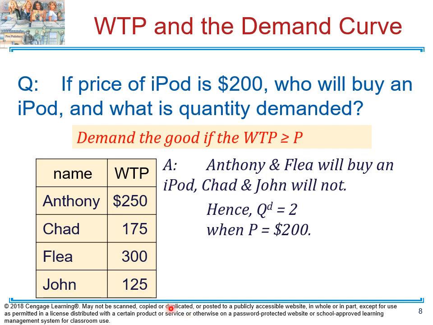At $200, Flea is willing to pay $300, so 300 is greater than 200, so he demands one quantity, and Anthony demands one quantity. 250 is higher than 200, so he demands it too. Chad and John do not demand the good at the price of $200. They are not willing to pay as much. Their willingness to pay is lower. So the market quantity demanded in this example at the price of $200 is 2.